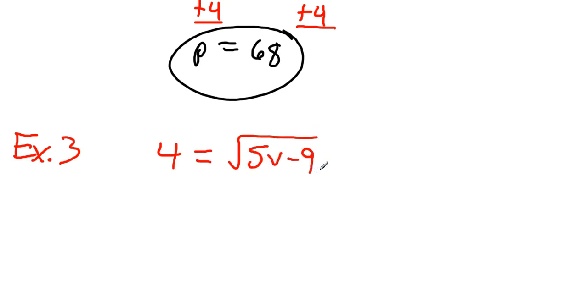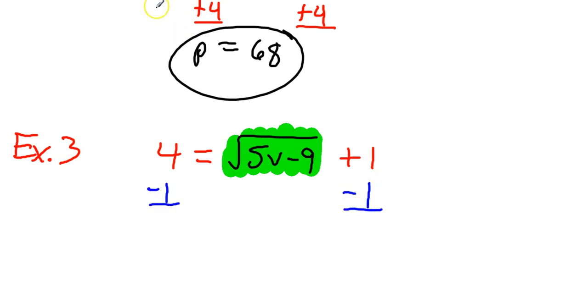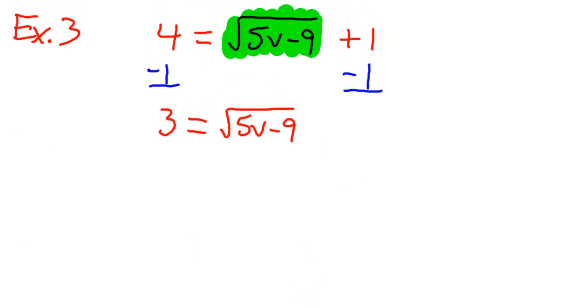Okay, let's go on here. Again, a little bit different, but along the same lines. So let's say you've got 4 is equal to the square root of 5v minus 9 plus 1. Okay, so there's the square root that we're looking for. So for this one, all we've got to do is get rid of the plus 1, so go minus 1 on both sides. Okay, so doing that, you've got 3 is equal to the square root of 5v minus 9.